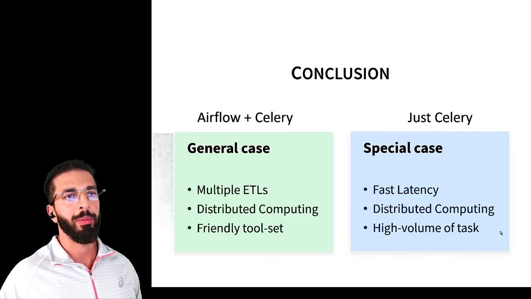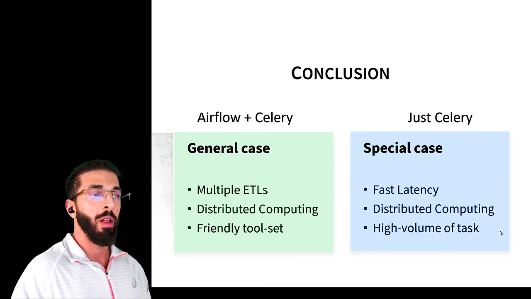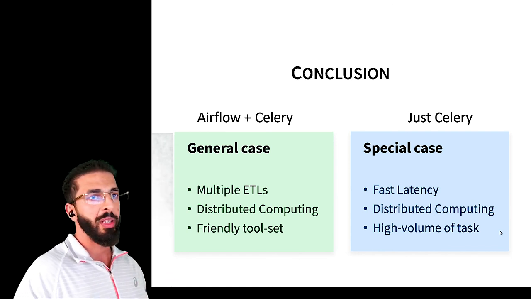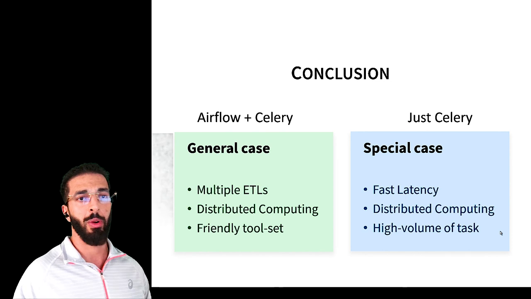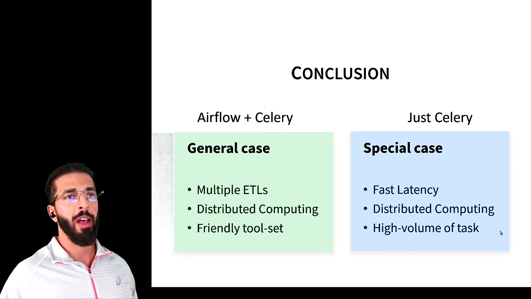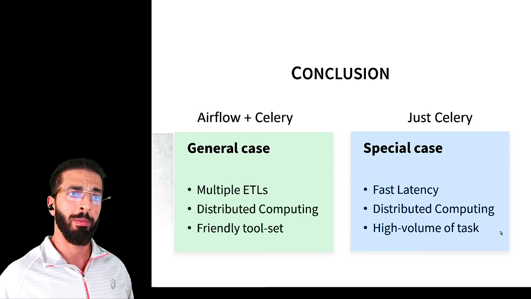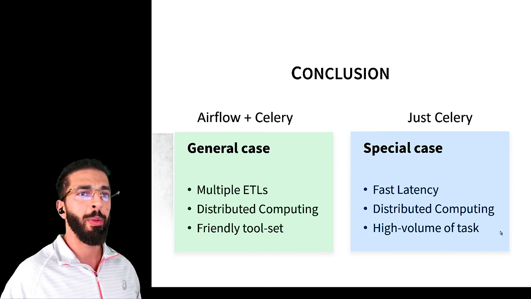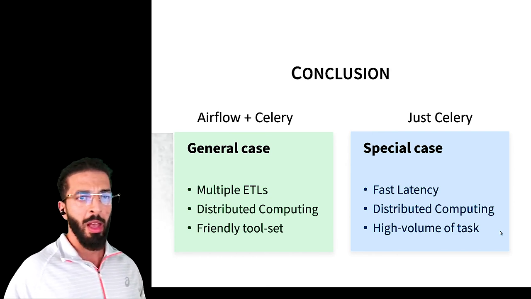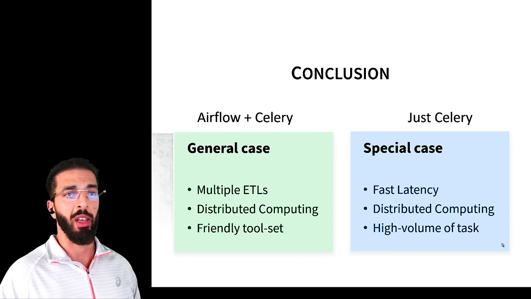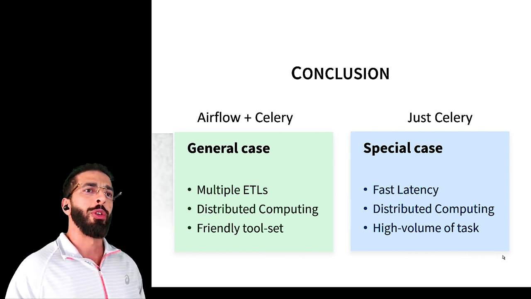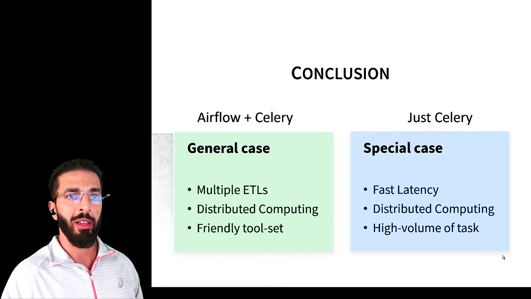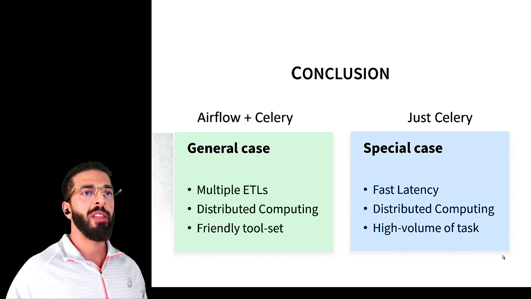Okay, to wrap things up, whether you choose Apache Airflow on Celery or Celery alone depends on your use case. For most scenarios, Airflow is by far the most friendly tool, especially when you have big data ETLs or multiple pipelines where tasks take a long time to execute. In these types of scenarios, a couple of seconds between tasks becomes negligible. But if you have a special use case where data is coming at you really fast from multiple sources, you still need distributed computing and you still need incredibly fast latency, then take a look at Celery.